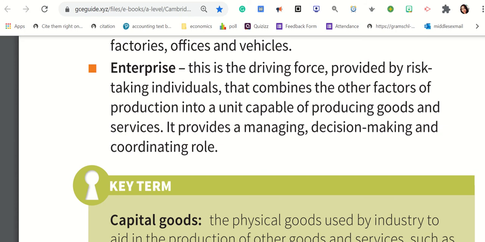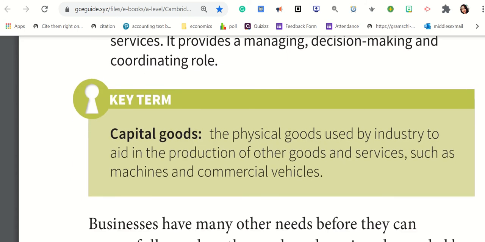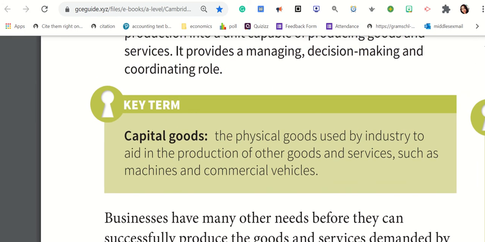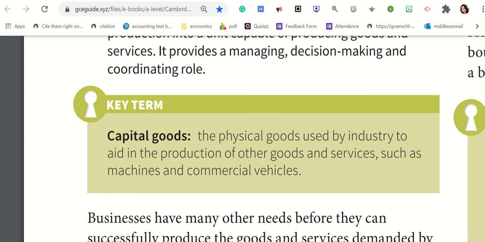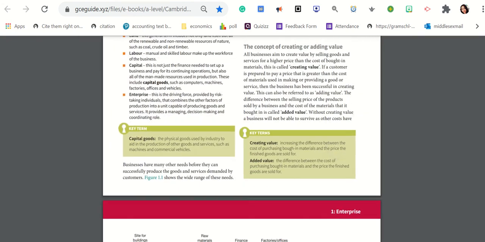run a business. Now, capital goods, what is the definition? These are physical goods used by industry to aid in the production of other goods and services such as machines and commercial vehicles.